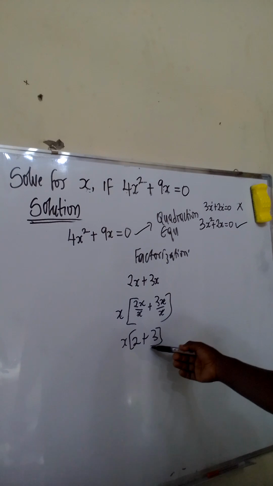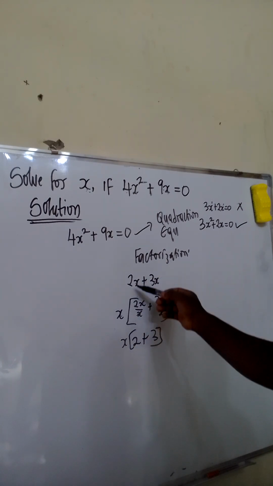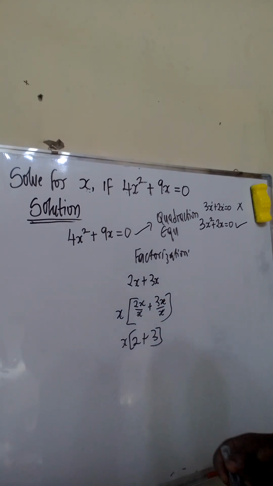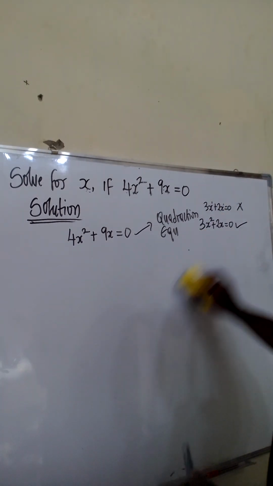Don't forget, the opposite of factorization is expansion. When we expand this expression, it will become this. 2 times x will give us what? 2x. x times 3 will give us what? 3x.